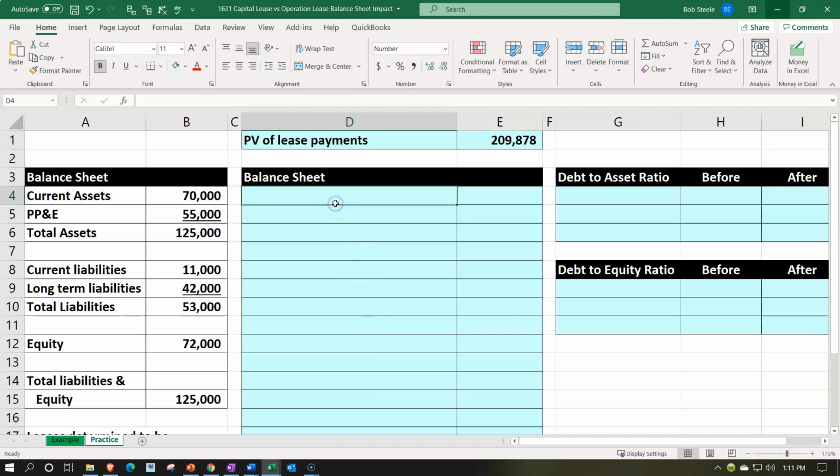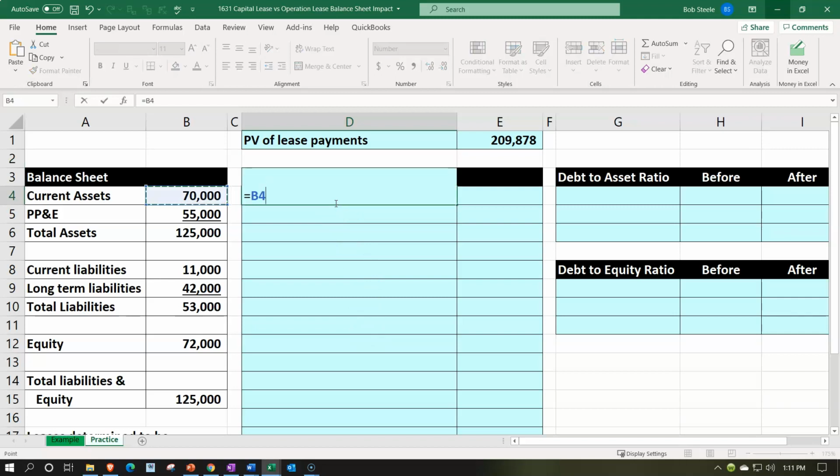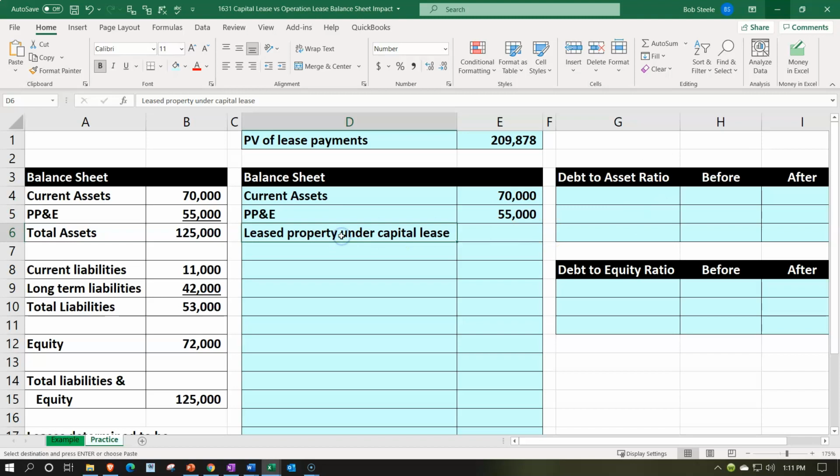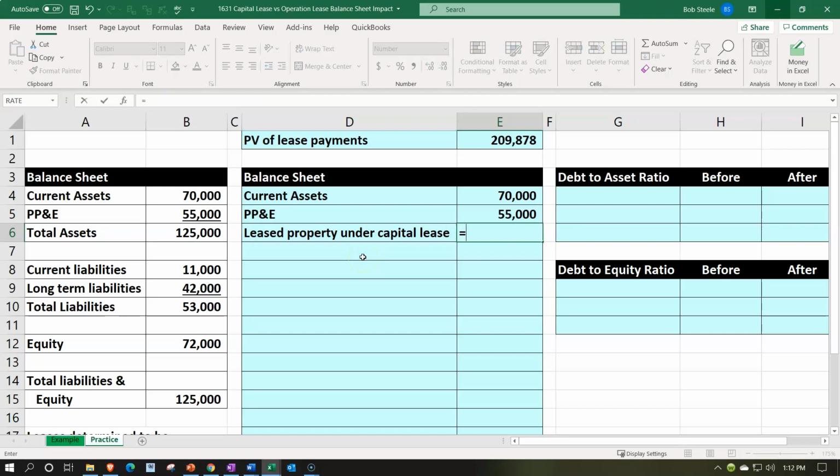So now let's say, how would that look on the balance sheet? Well, we'll still have the current assets. I'm just going to pull over the current assets. Those are the same. We've got the property, plant, and equipment. That's going to be the same. But then we also have this leased asset. So now we've got the asset on the books, the leased property under the capital lease, and that's going to be equal to the $209,878. I'm going to underline that. That's going to be our total assets. And let's sum that up.